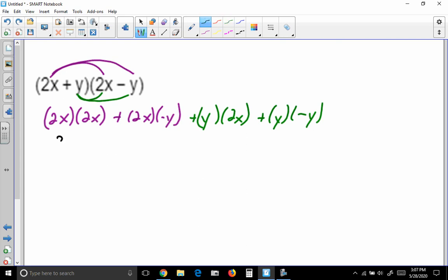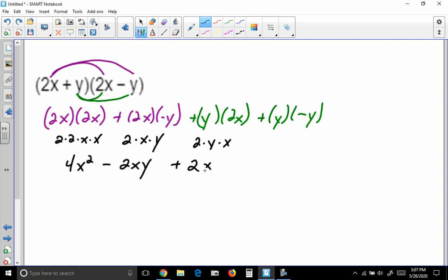So 2x times 2x. Just rearrange those to get 4x to the second. Positive times negative. 2 times x times y. Well, x and y are different letters, so we don't add any exponents. Positive times positive. 2 times y times x. Again, those are different letters, so we could write it y times x, or we could call that x times y. Often, if we have two different variables, we put them in alphabetical order. And then positive times negative is negative. Y times y is y to the second.